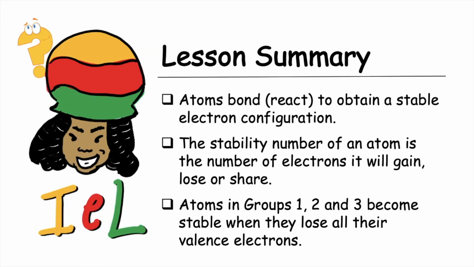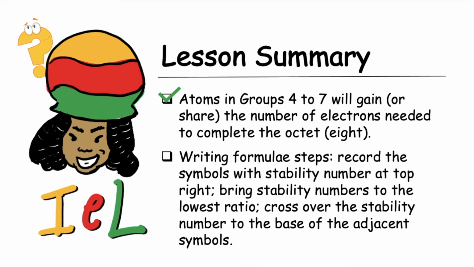It's time for a quick lesson summary. Atoms bond or react to obtain a stable electron configuration. The stability number of an atom is the number of electrons it will gain, lose, or share. Atoms in groups 1, 2, and 3 become stable when they lose all their valence electrons. Atoms in groups 4 to 7 will gain or share the number of electrons needed to complete the octet, that is, to gain 8 electrons on their last shell.